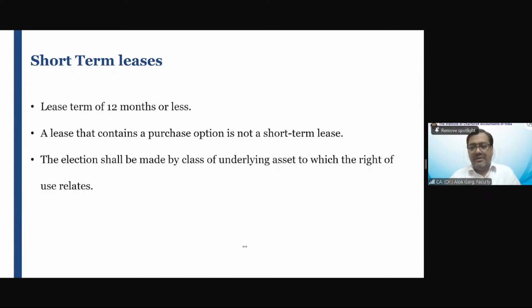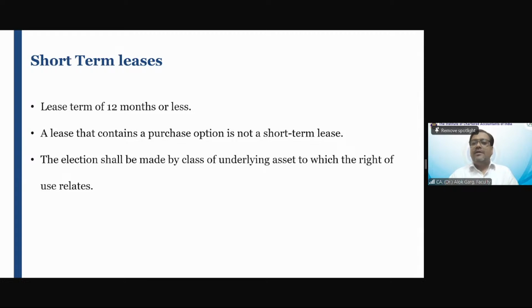Again, I'm repeating the question. Can the lessee apply ROU asset accounting for all these 5 leases? If the lessee applies ROU asset accounting for all these 5 leases, will there be any non-compliance with Ind AS 116? No, sir. It can apply, sir. He can apply. Very good. He can apply.